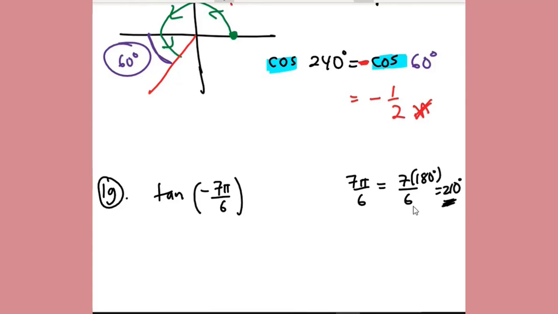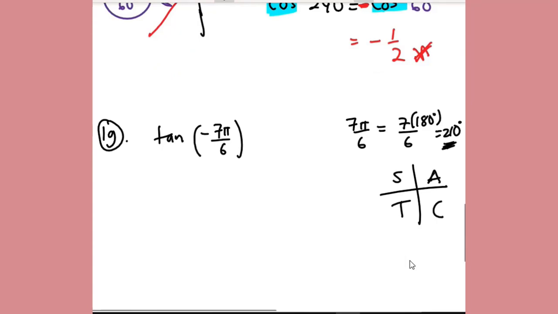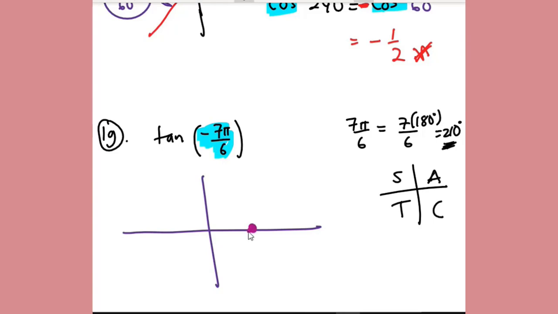Use ASTC. And then write down the quadrant. Check. This angle is negative. Starting here, the same point, we need to follow the clockwise direction.